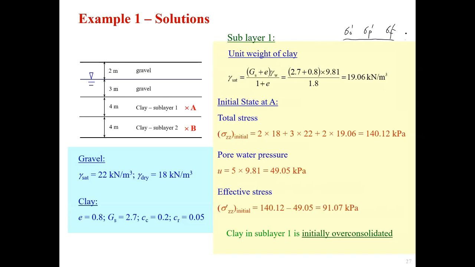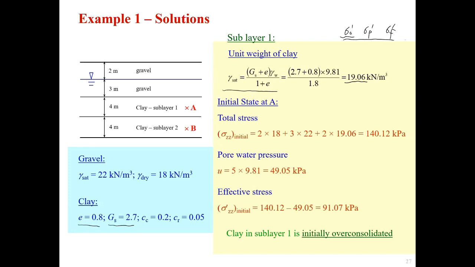So for the initial vertical stress calculation, obviously we need to know the unit weight of soil. So firstly, we need to calculate the saturated unit weight of clay, and that's the formula we learned from the first lecture, so this is a repeat of the content in the first lecture. We know the Gs, we know the void ratio, and the unit weight of water, that's 9.81. We can easily work out the saturated unit weight of clay, that's 19.06 kilonewton per cubic meter.